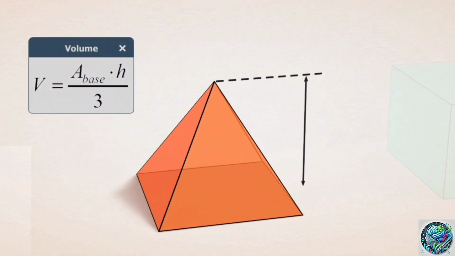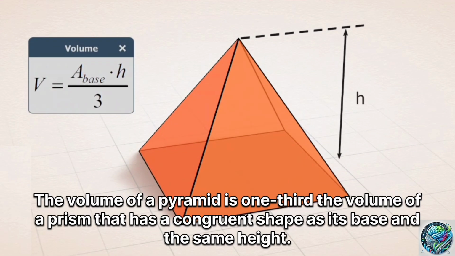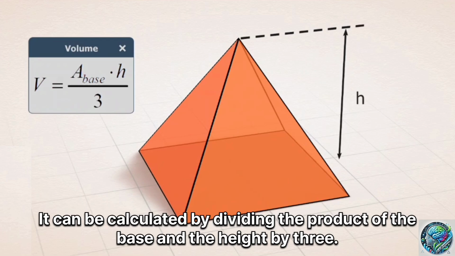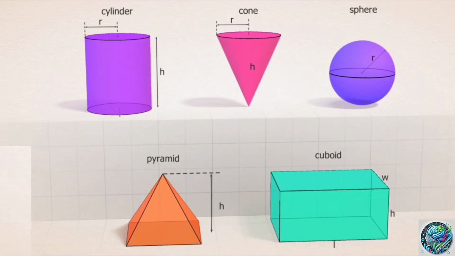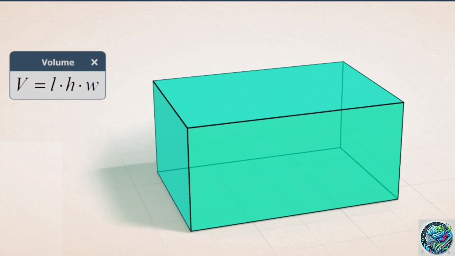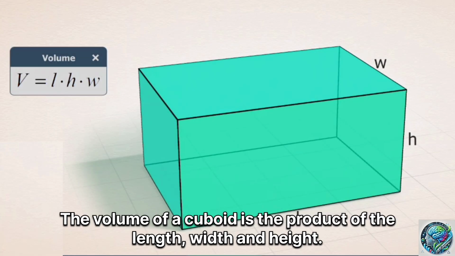The volume of a pyramid is 1/3 the volume of a prism that has a congruent shape as its base and the same height. It can be calculated by dividing the product of the base and the height by 3. The volume of a cuboid is the product of the length, width, and height.